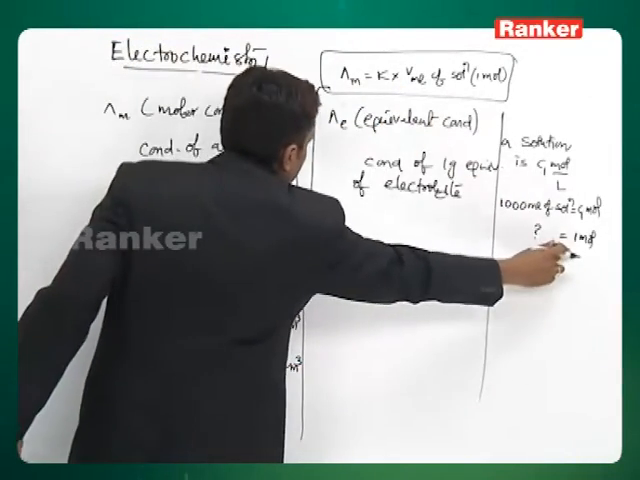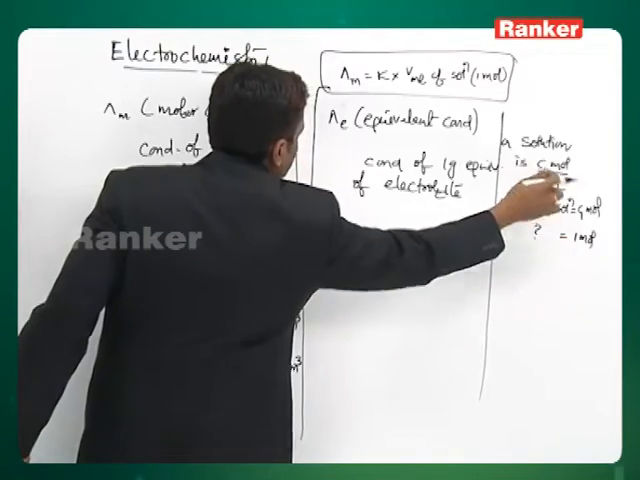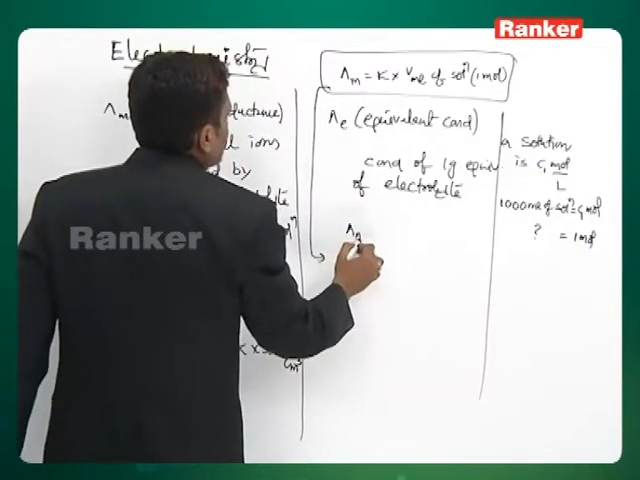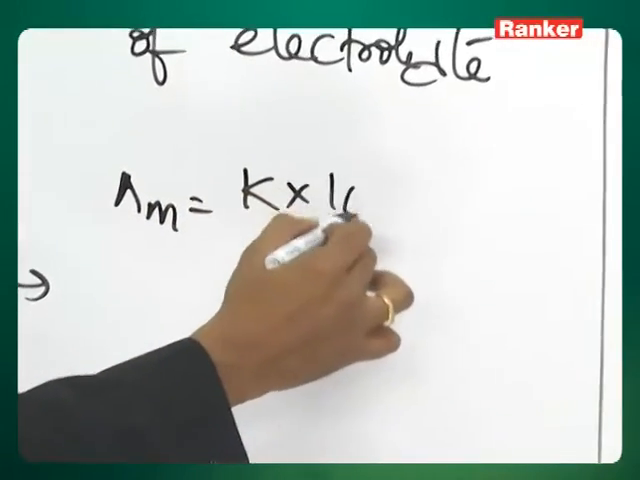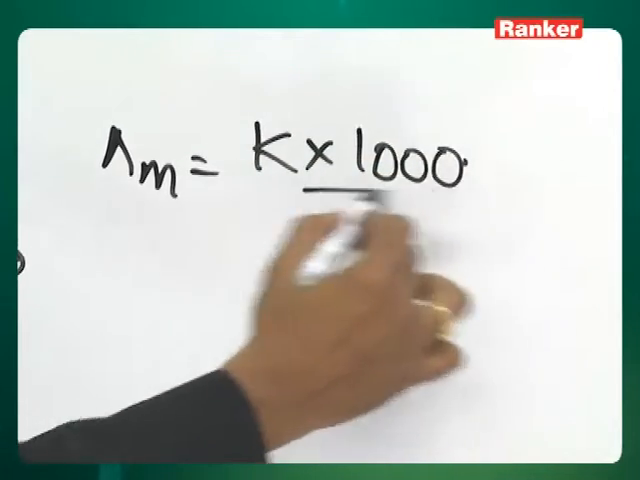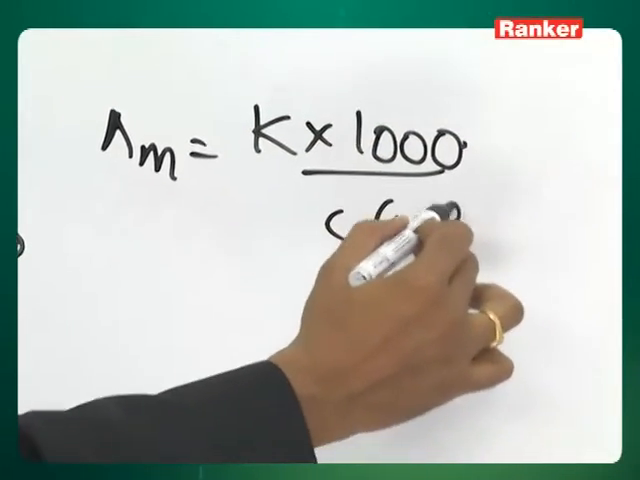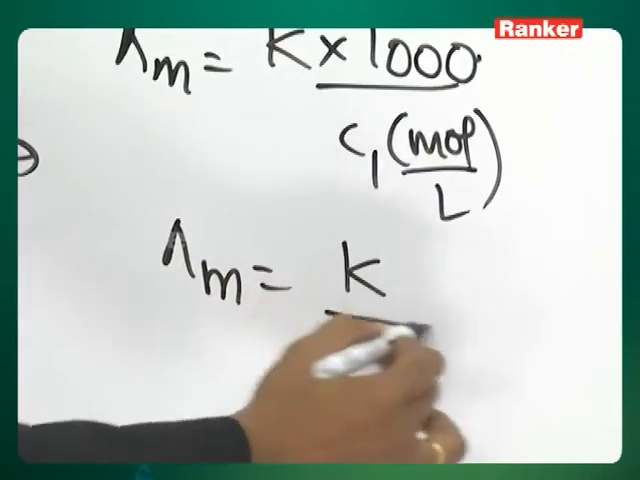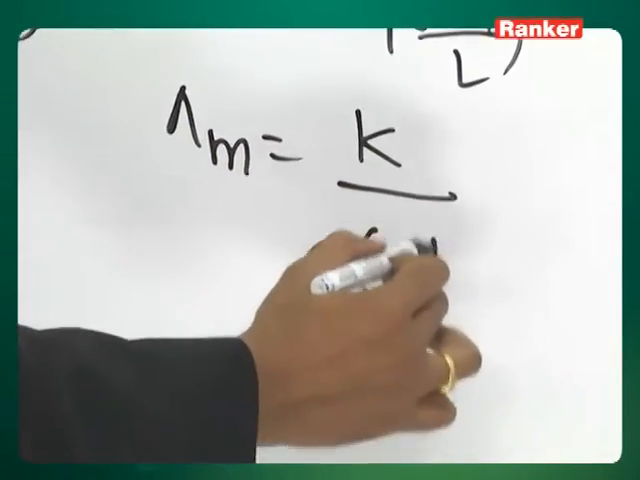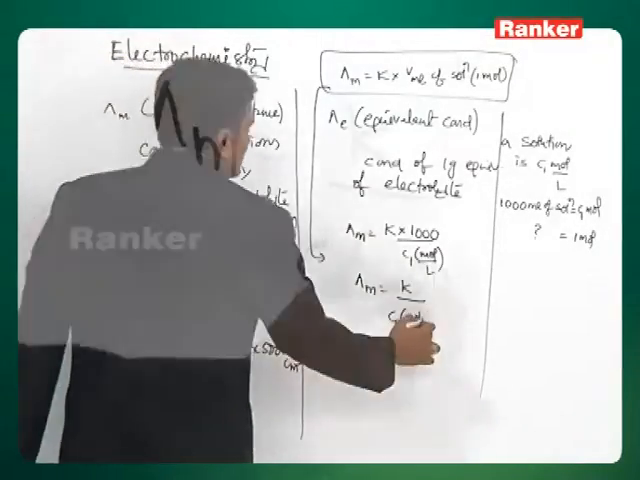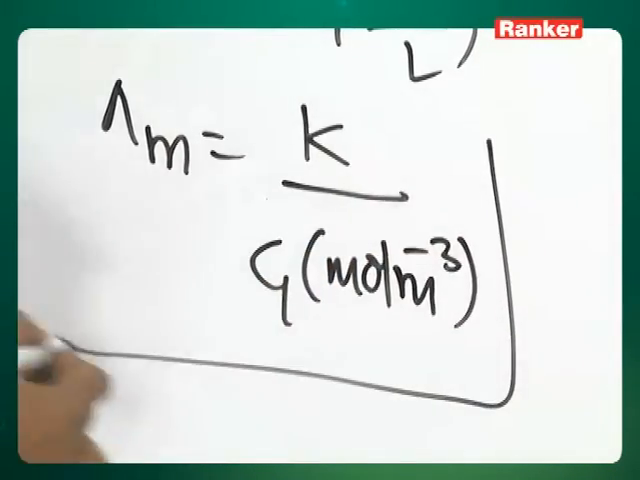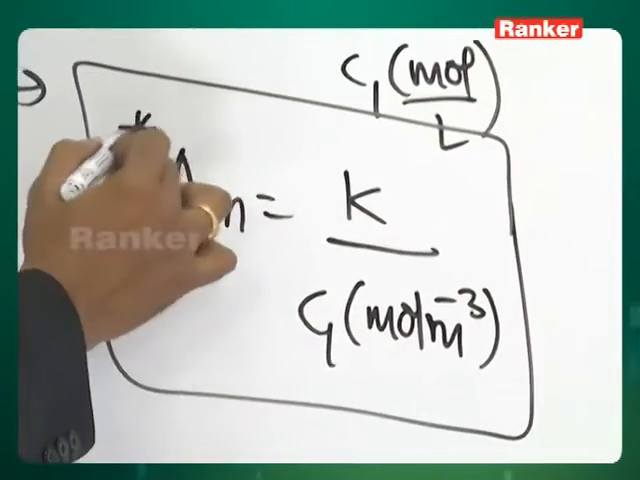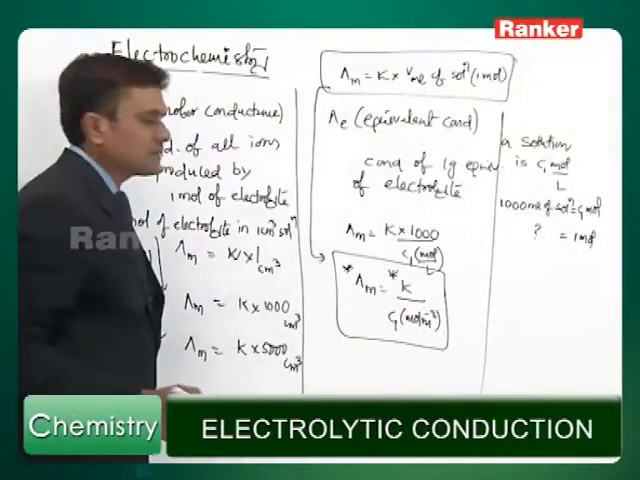So when I substitute here, the volume of solution which is having 1 mole, if the concentration of your solution is C1 mole per liter, you write lambda m equal to K into 1000 upon C1. What is C1 here? Mole per liter. Suppose you want it in another unit, that is mole per meter cube, then this 1000 gets cancelled, with C1 in mole per meter cube. So this is the relationship between lambda and K.